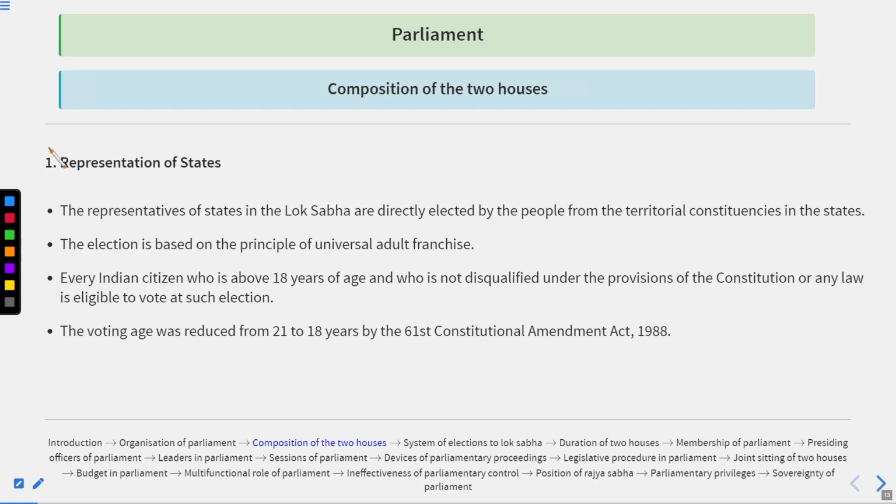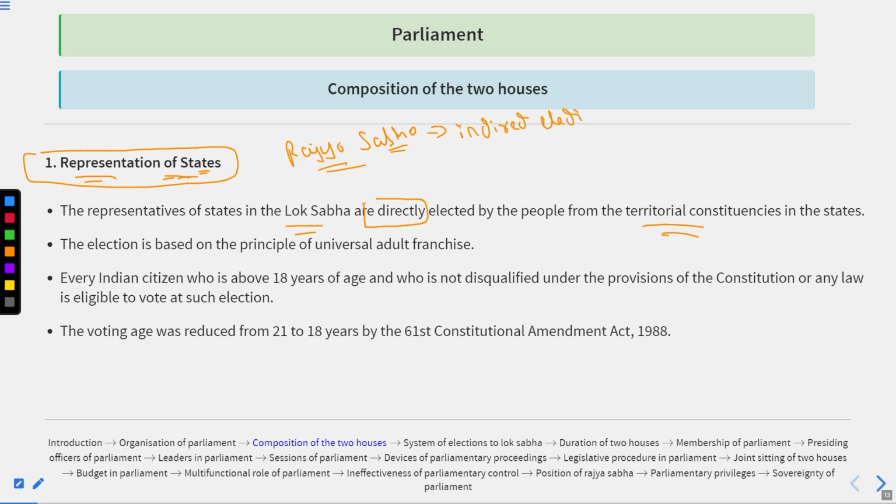So if we talk about the representation of states, the representatives of states in the Lok Sabha are directly elected by the people from the territorial constituencies in the states. It means that unlike the Rajya Sabha, where there were indirect elections, there are direct elections in the Lok Sabha, in which the normal people who belong to particular territorial constituencies can elect the members as their representatives in the Lok Sabha.